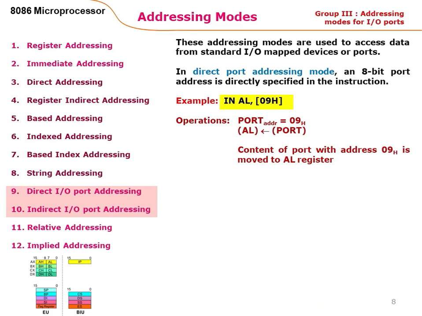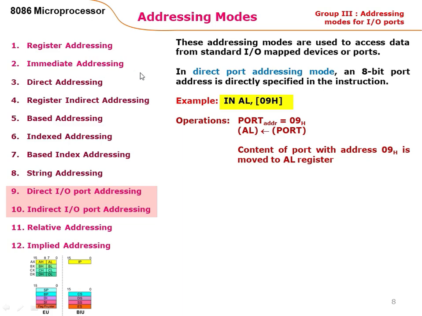The port addressing mode is used to transfer data from the port and to the port. Here there are two port addressing types: direct input output port addressing and indirect input output port addressing. In direct port addressing mode, we access data from standard input output mapped devices or ports. Here the 8-bit port address is directly specified in the instruction.